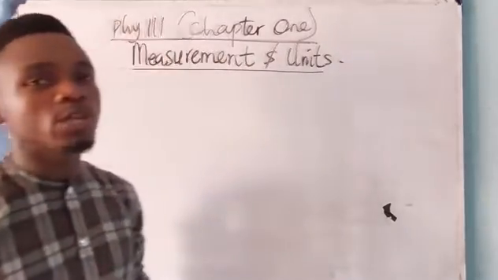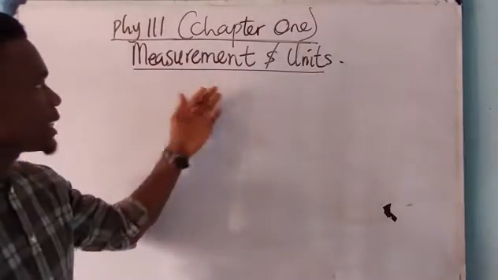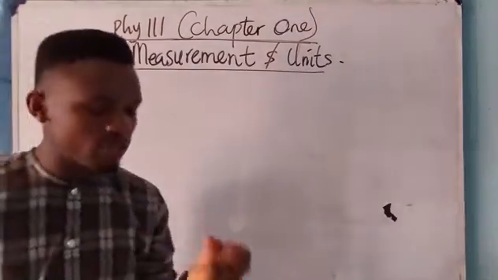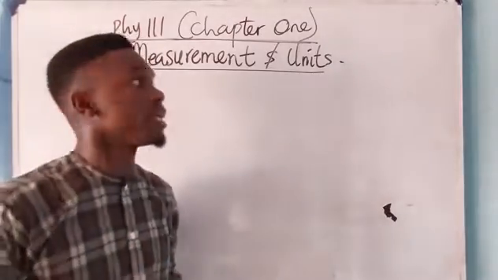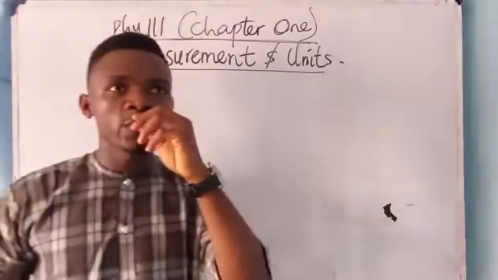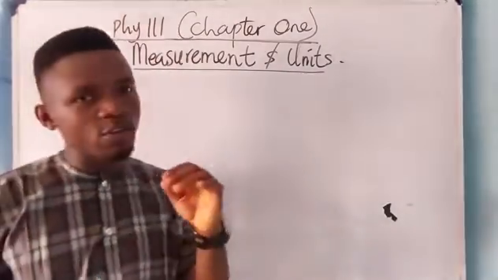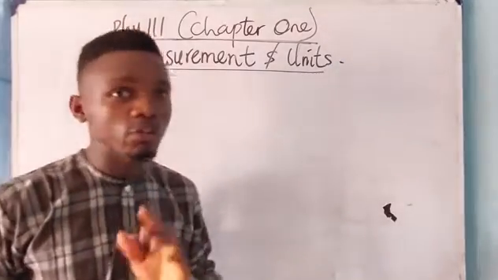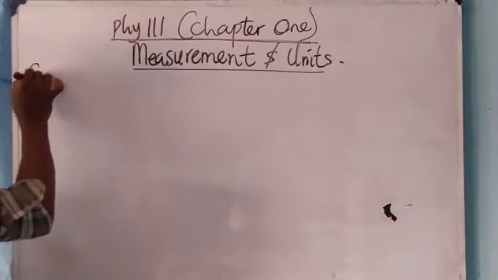In today's video, we shall be discussing Physics 111, Chapter 1, Measurements and Units. In this topic, we are going to be discussing fundamental quantities, derived quantities, and dimension. In the same topic, we'll be proving or disproving whether a quantity that has been dimensionally derived is correct or incorrect.